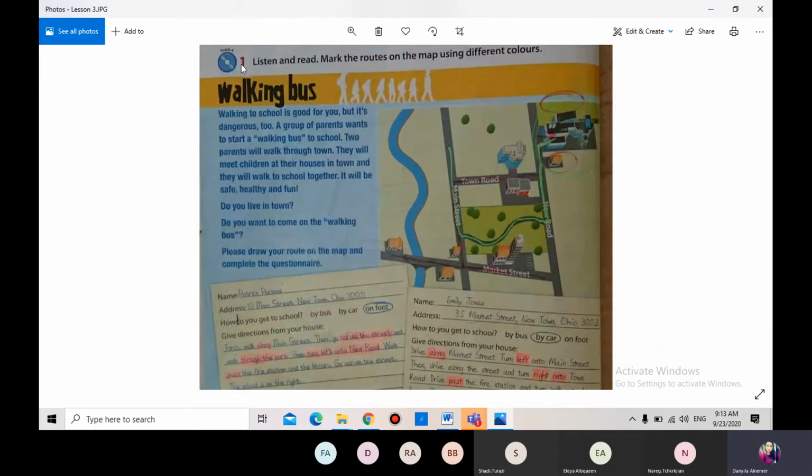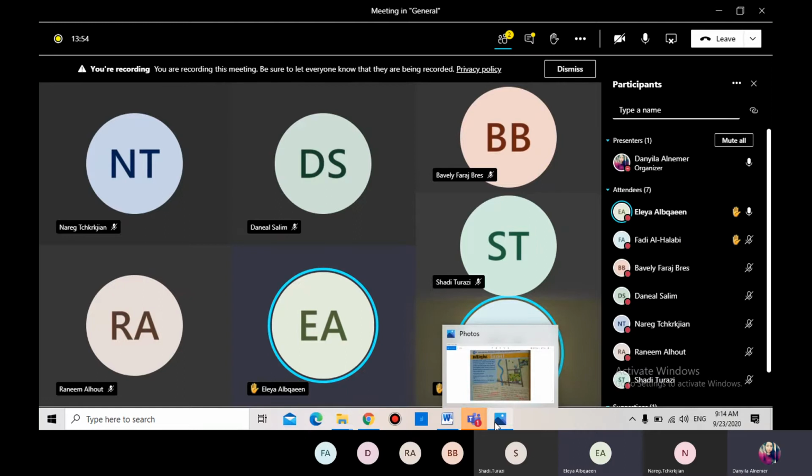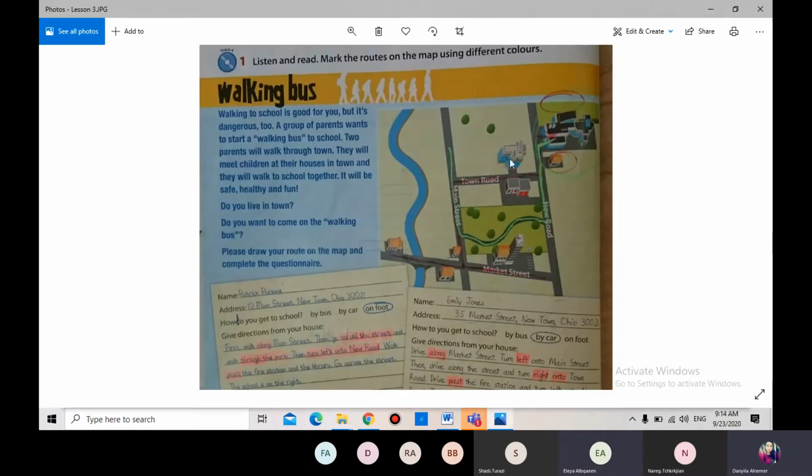So lesson 3, activity 1, listen and read. Mark the routes on the map using different colors. Walking bus, if you look here, we have some kind of indicator. What do we call this? Is it a map or a city? Elia. Miss, like the picture? It's a map. This is a map of a city. Okay, this is a map.